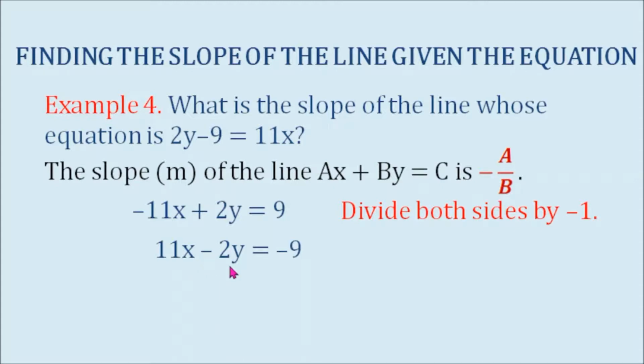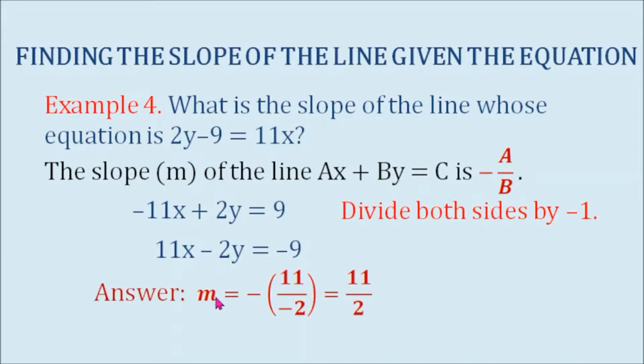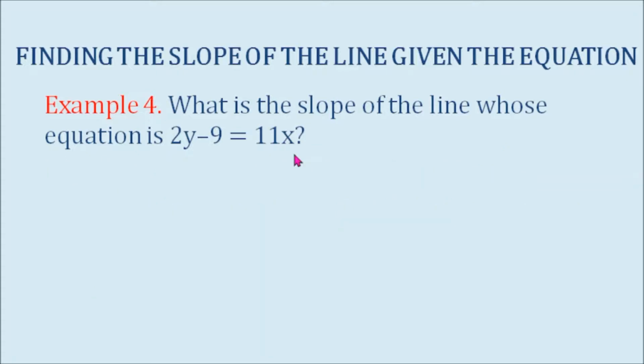11x minus 2y equals negative 9. Dividing both sides by negative 1 changes the signs of all our terms. Our a here is 11 and our b is negative 2. So our slope is the negative of 11 over negative 2, which is equal to 11 over 2.